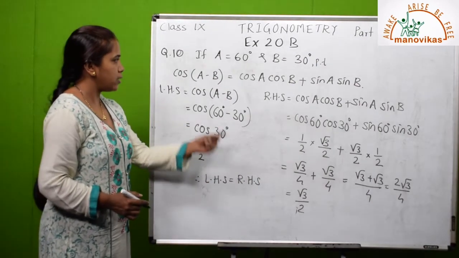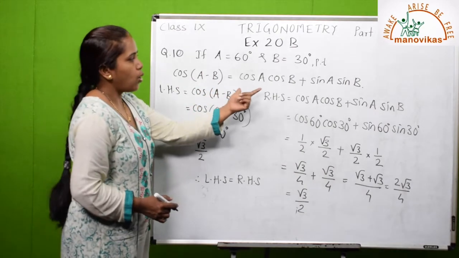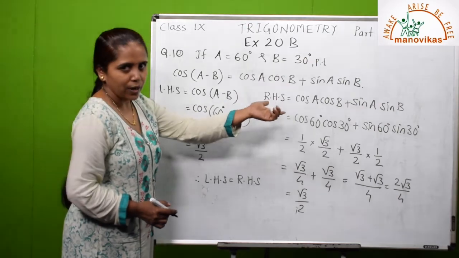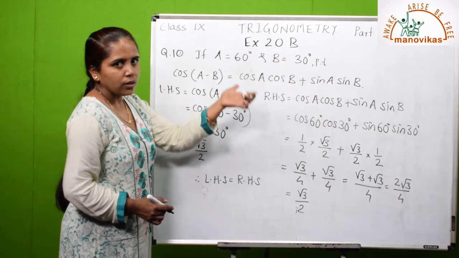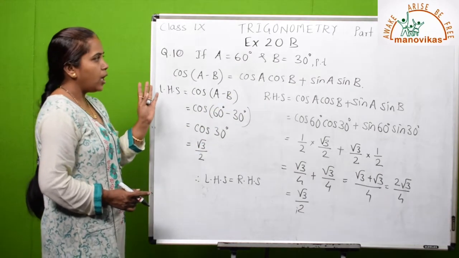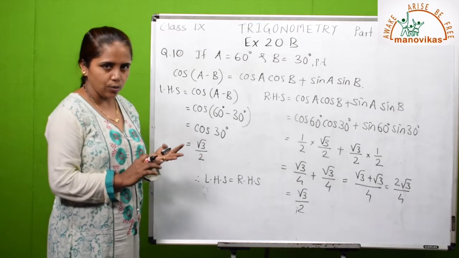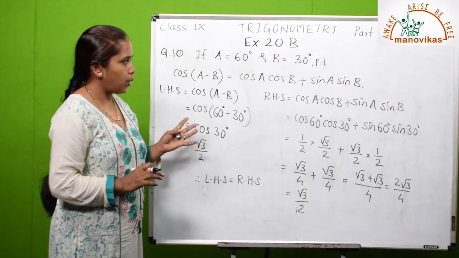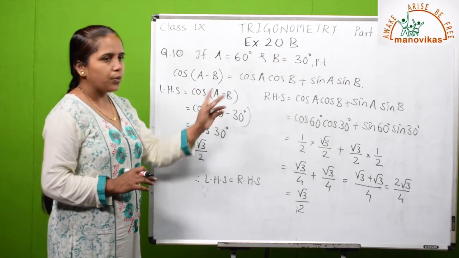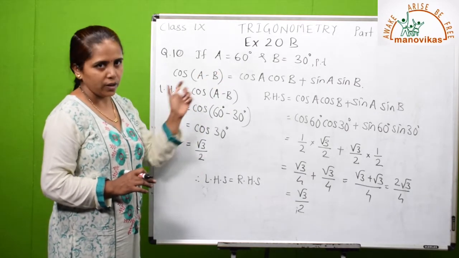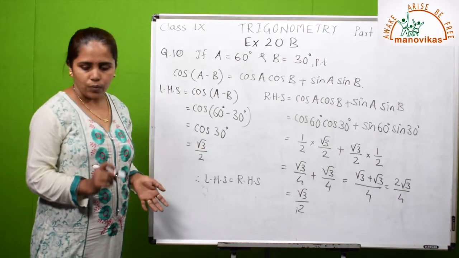LHS is equal to RHS means we have proved that cos(A minus B) is equal to cos A into cos B plus sin A into sin B for angle A equal to 60 degrees and B equal to 30 degrees. In this type of question, first we find the values of the given problem, then verify, and then prove that type of question for two different angles. Now see how to evaluate the values.